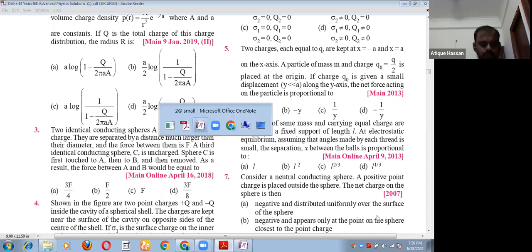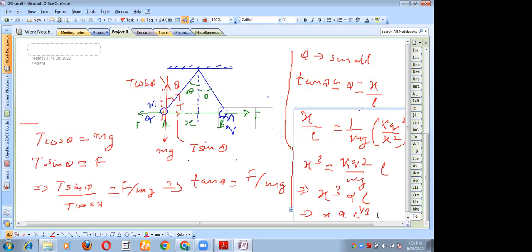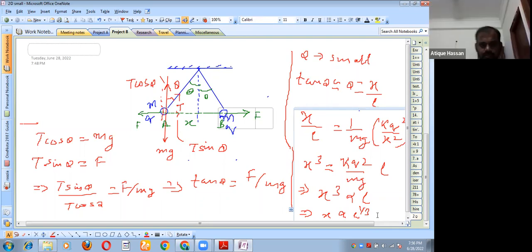Have you understood, both of you? Any doubt? No, sir. Have you understood this one? So what we have to do is balance the forces, T cos theta and mg. Have you understood?